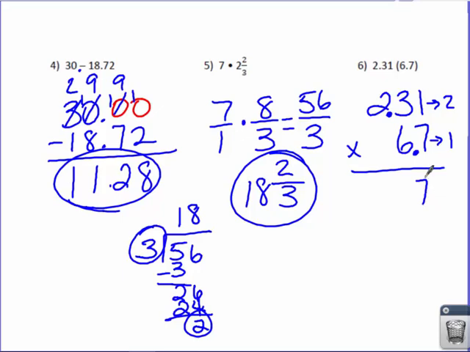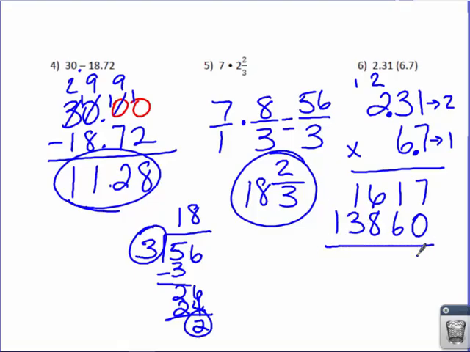7 times 1 is 7. 7 times 3 is 21. Write the 1 down, carry the 2. 7 times 2 is 14, 15, 16. Move over a spot for our 0 here. 6 times 1 is 6. 6 times 3 is 18. And then 12 and 13.